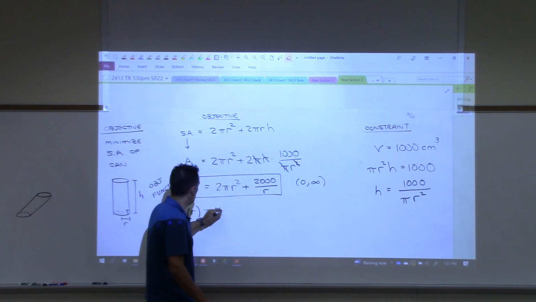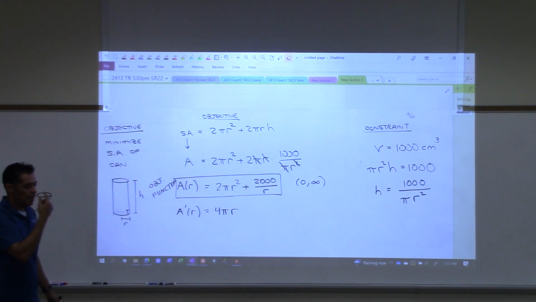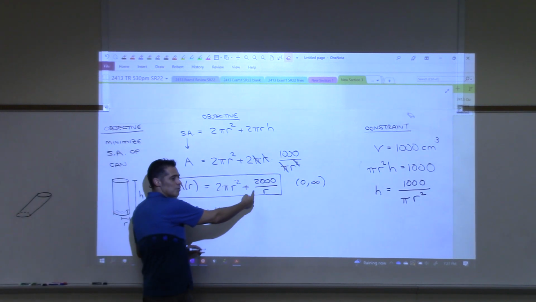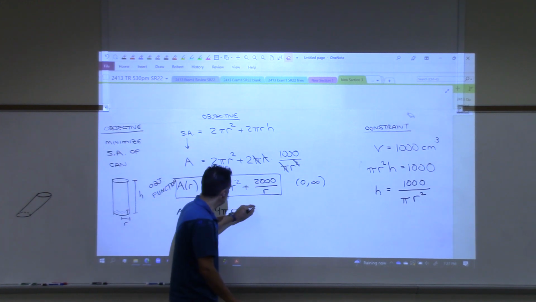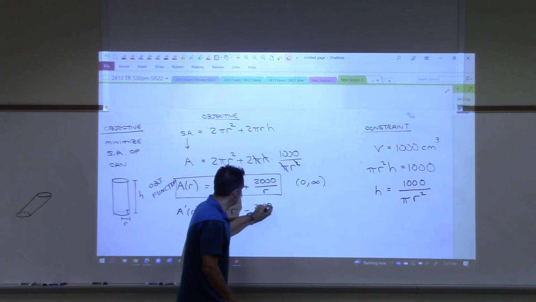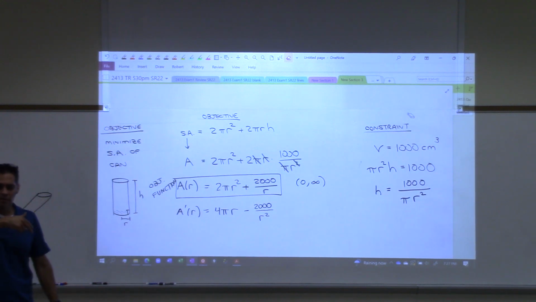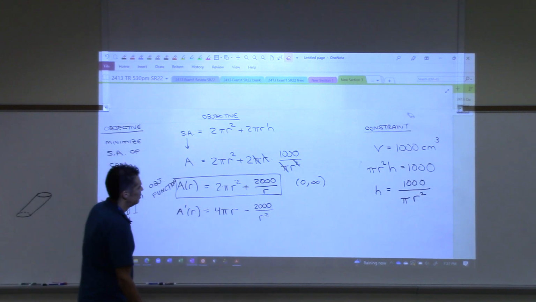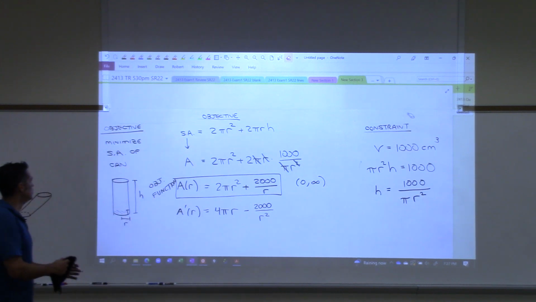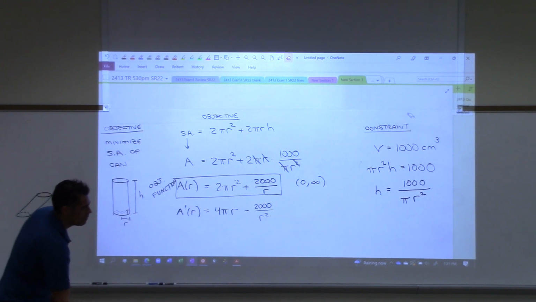So what, 4 pi r? And then this one is very much like the last one we did, where we had 100 over x. So this should turn out to be negative 2,000 over r squared, because that's really r to the negative 1. Then you bring the negative 1 out, subtract 1. There's our derivative. Beautiful.